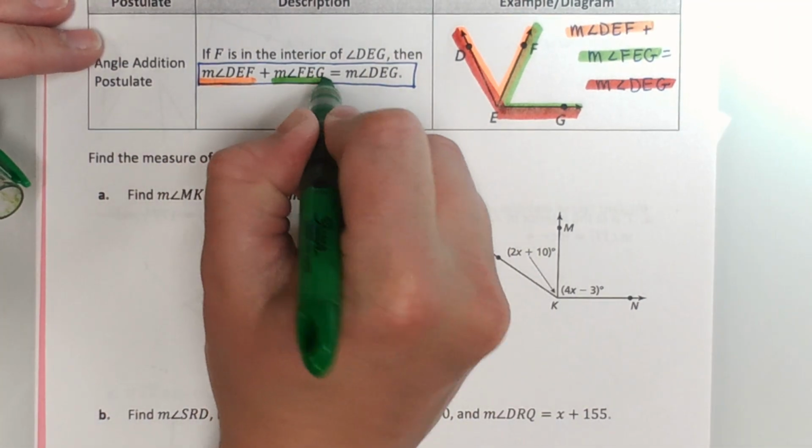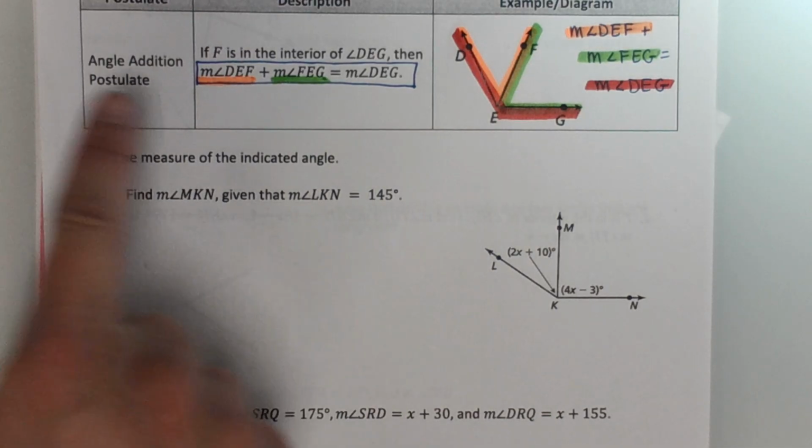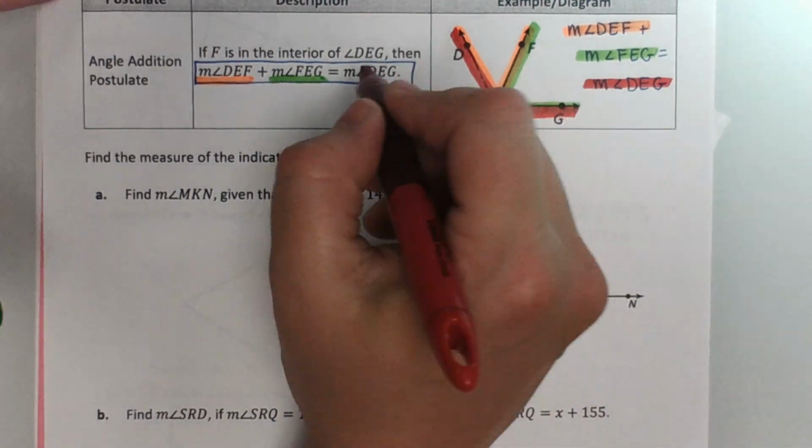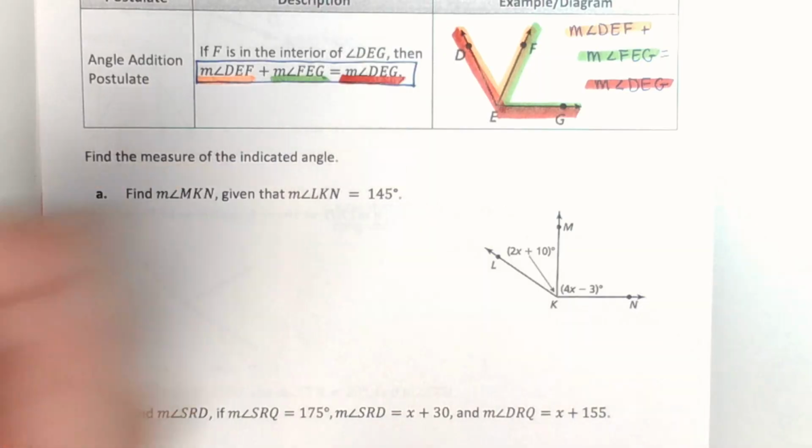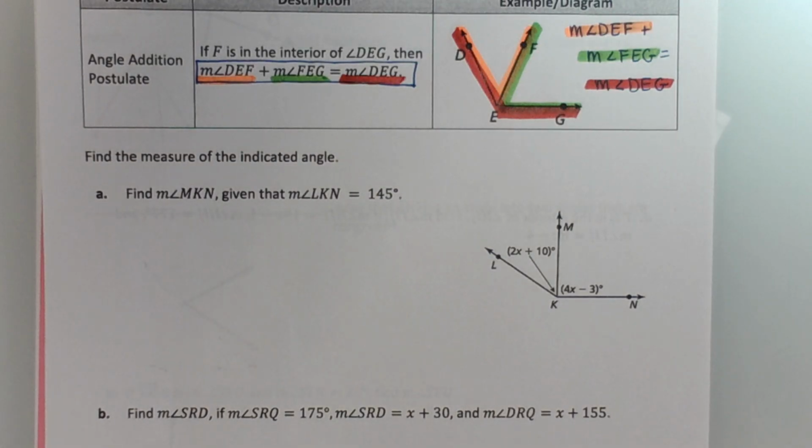You don't have to highlight this too. If it's easier for you to read this version of that, it's the same thing. The way I did it, the green part plus the yellow part add up to the red part. Okay.